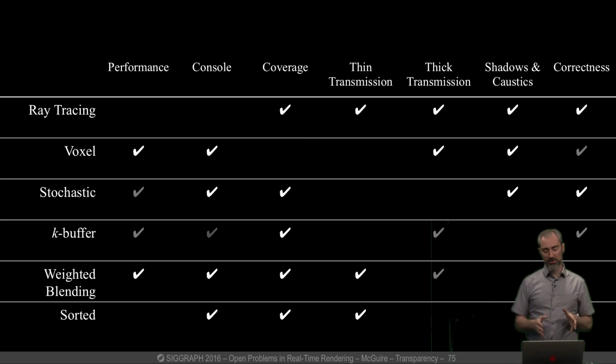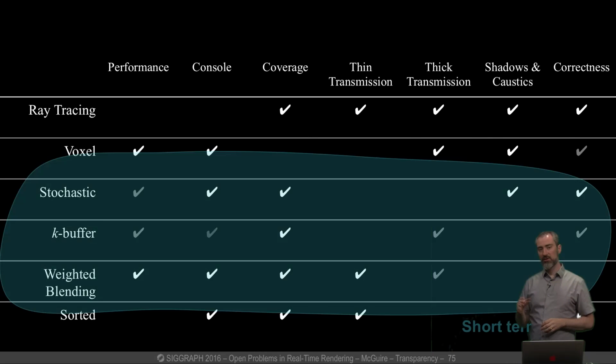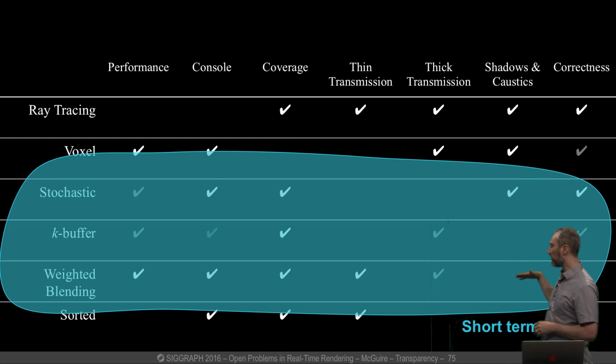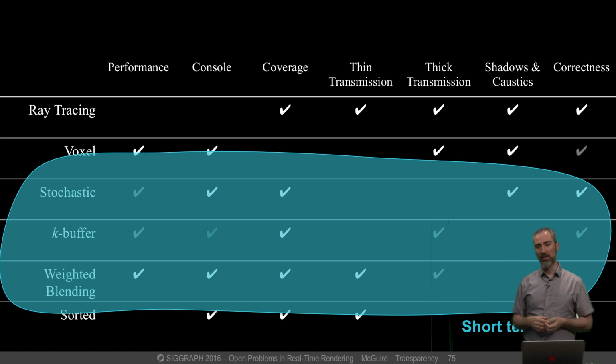And as we look across all of the techniques, the bright white check marks are cases where it satisfies that column. The gray check marks, it satisfies it in some cases, or it has some performance problems maybe. And where it's empty, that technique simply doesn't work for that kind of effect. What we see is that in the short term, we're already using sorted transparency and hopefully transitioning away from that to weighted blending and K-buffer approaches. All of the things we care about in the short term, performance, current generation consoles, those are satisfied by the techniques near the bottom.